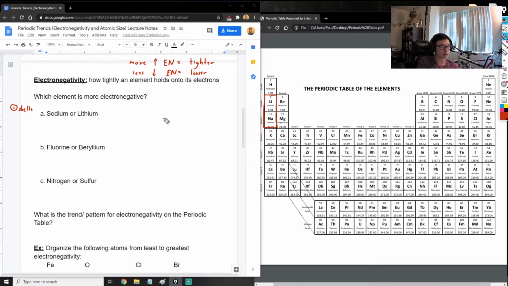So how many shells does sodium have? Okay, sodium is on the third row, right? Because it's on row number 1, 2, 3. Since it's on the third row, sodium has 3 shells. Okay, and lithium is on the second row, so it has 2 shells. Okay, so let's think about this logically. So that means that sodium, if this is the nucleus, it has 3 shells. And the electrons, let's talk about the electrons on the furthest shell, right? And lithium only has 2 shells, so the electron is right here.